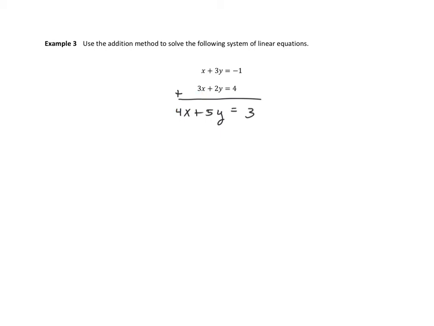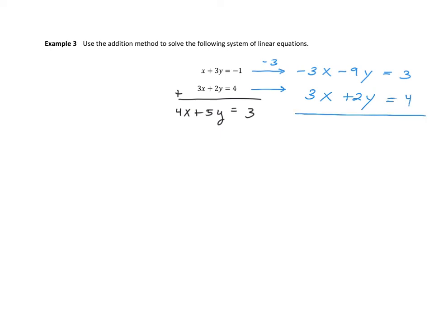If we want that to happen, what we could do is take the top equation and multiply both sides of it by negative 3. This is a completely valid step. If you do that, you get negative 3x minus 9y is equal to positive 3. So here I simply took both sides of this equation and multiplied by negative 3. And for the one below it, I'm just going to leave it alone. I'm not going to do a thing to it. That's 3x plus 2y is equal to 4.